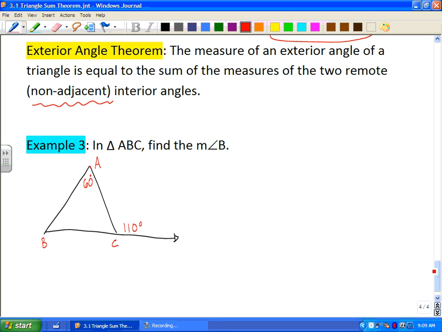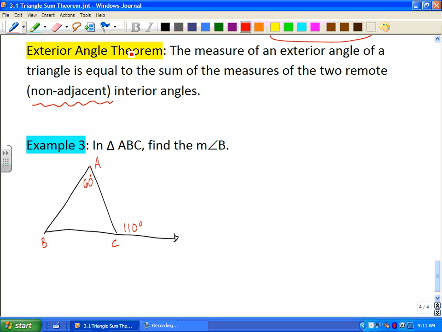Last example, example 3. All right, in example 3, we have triangle ABC. It says find the measure of angle B. There's 2 different ways that you could do this. One way is shorter, one way is longer. I'll show you the short way first.